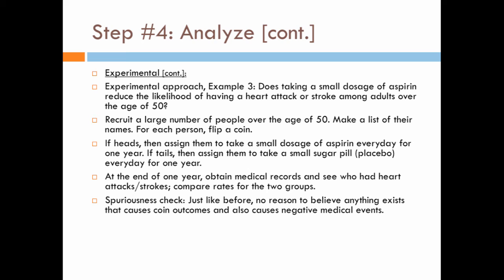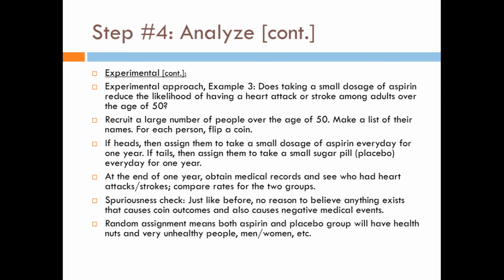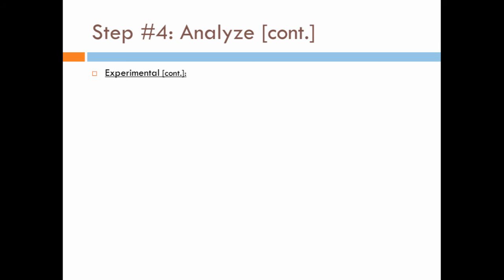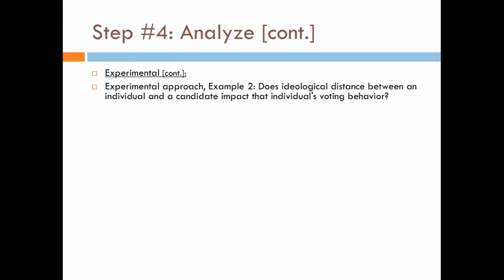Spuriousness check. Just like before, there's no reason to believe that anything exists that causes coin outcomes and also causes negative medical events. Random assignment means both aspirin and placebo group will have health nuts and very unhealthy people, men, women, etc. Now, let's take a step back and use an experimental approach to examine example 2.